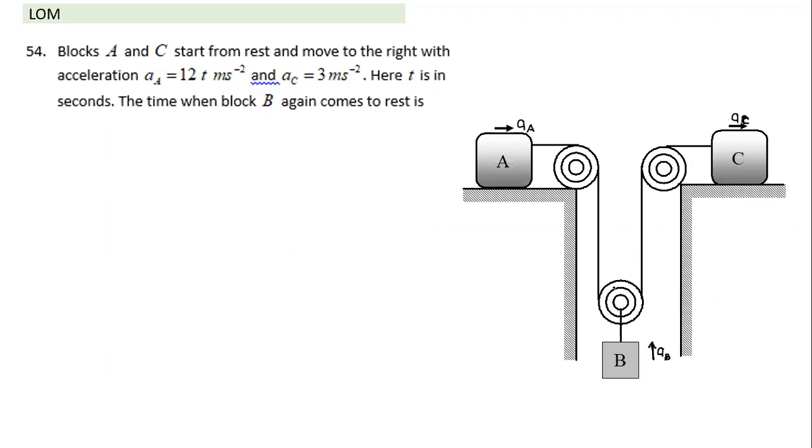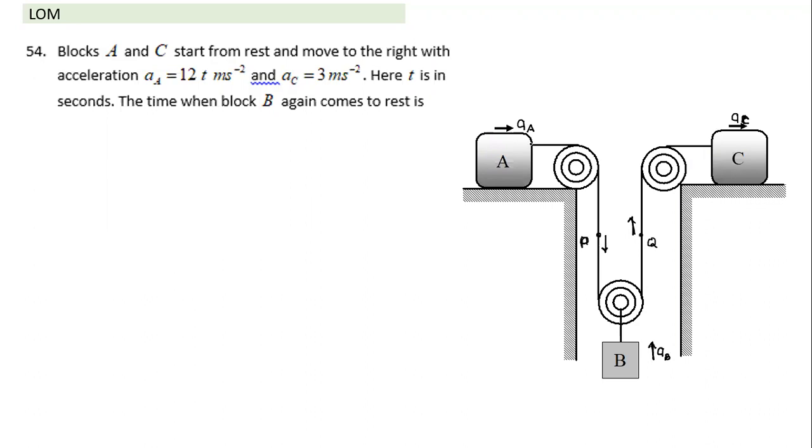Now, since it is a pulley and there are two strings here, let me take two points. Not A and B, since B is already there. Let me call these points P and Q, because C is also there. So if I had known the acceleration of P, and the acceleration of Q, I can find out the acceleration of B. But do we not know the acceleration of point P?